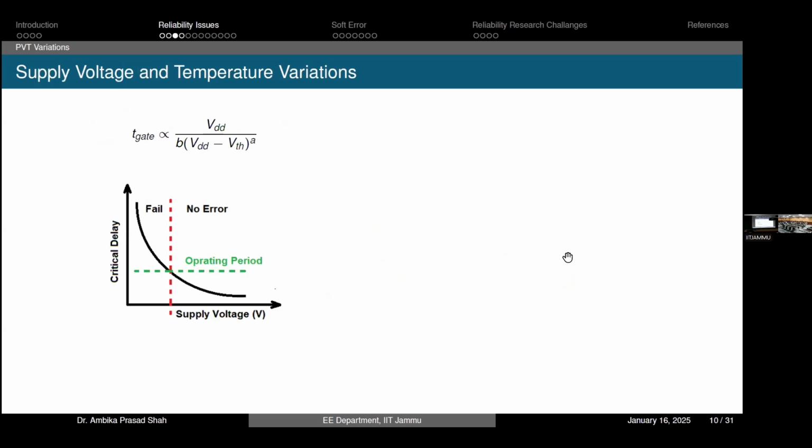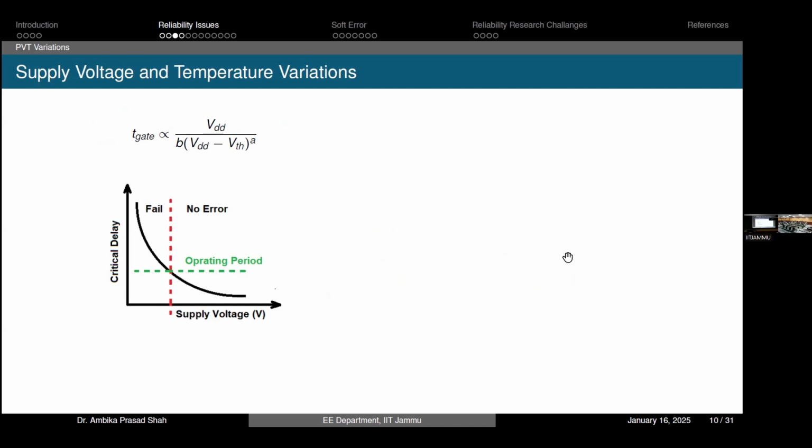Yeah, similarly, this is a very important diagram to understand the supply variations. I think I have already taught this in the course; BTech and MTech students must know these things. We know that the dynamic power of any circuit is directly proportional to the square of the supply voltage.